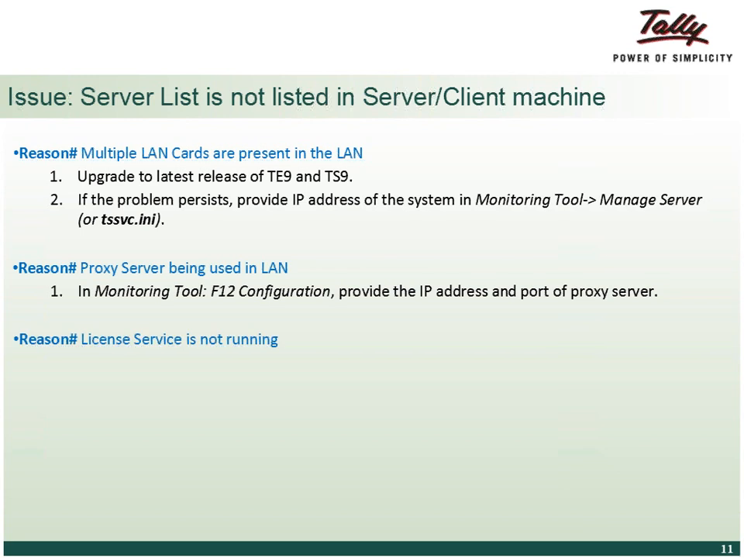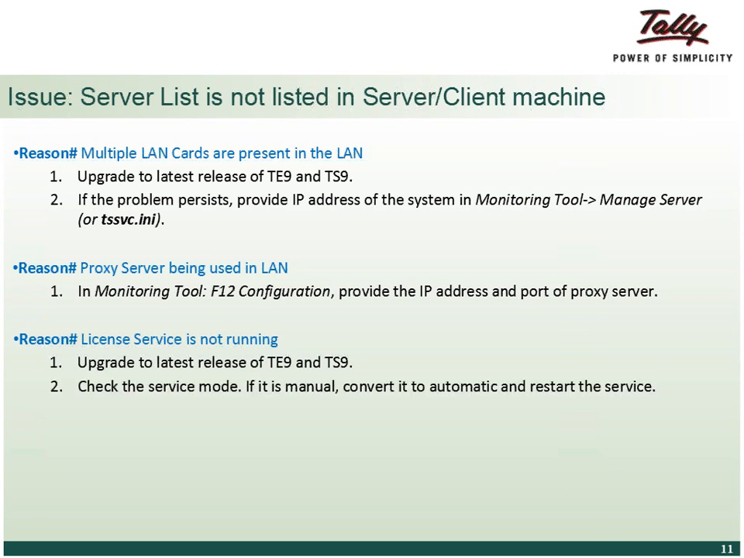The next reason might be the license server is not running. Whenever the license server is not running, Tally Server 9 will not publish the data to the clients or to the server system. So you need to ensure that license servers are running. In this case, what we suggest is you have to upgrade to the latest release of Tally ERP9 and Tally Server 9. Check the service mode. If it is manual, convert it to automatic and restart the service. Now let us see how exactly we can check this service mode.